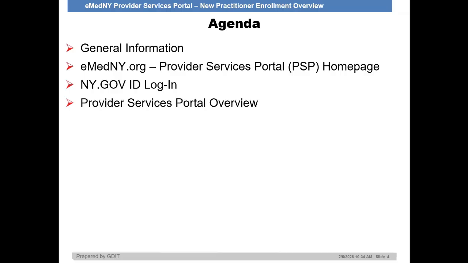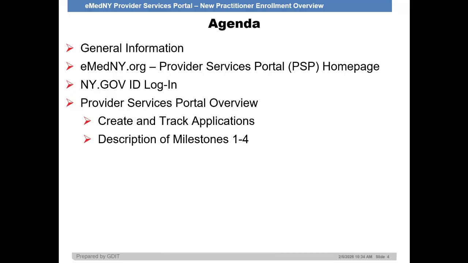We're going to go over a quick overview of the portal. We're not going to go through each of the steps, but we'll give you a general overview of the Provider Services Portal and what you'll have available on there when you're filling out an application for Medicaid. So we'll show you how to create and track your applications. We'll give you a description of the different milestones. There are going to be 4 different milestones that you will complete, and in each of those milestones, there are different steps that you'll complete.